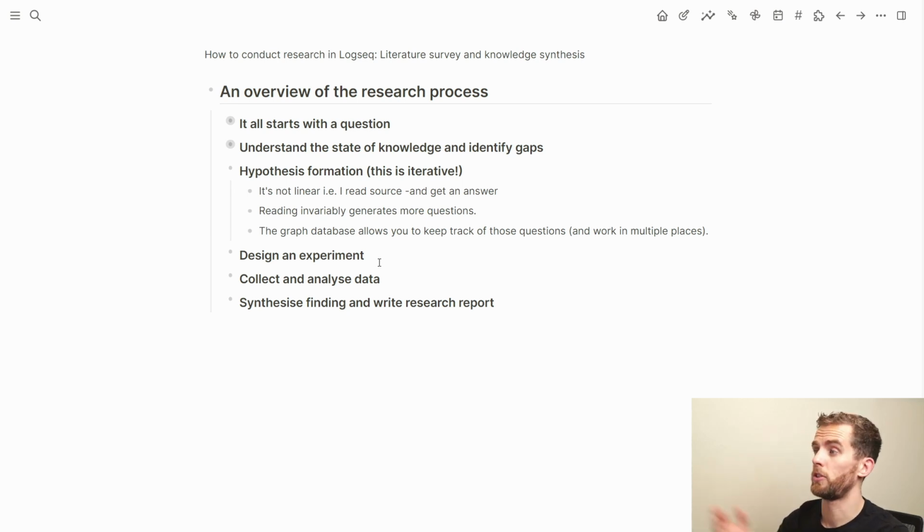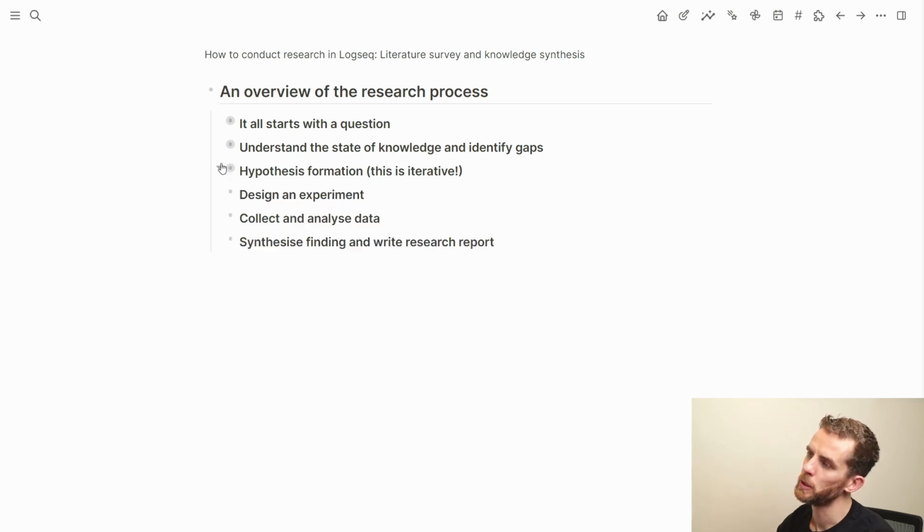Now, the graph database allows you to keep track of those questions all in one place, and also work in multiple places at the same time. It's not multitasking, it's just having different contexts open and being able to access those contexts very easily. Maybe it is multitasking, I don't know.